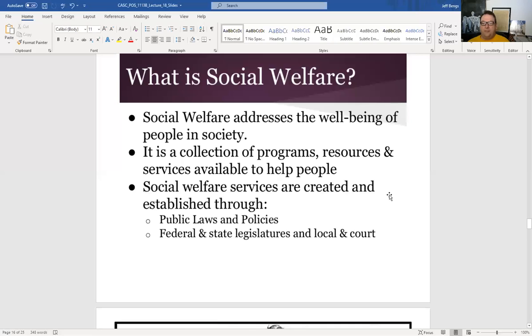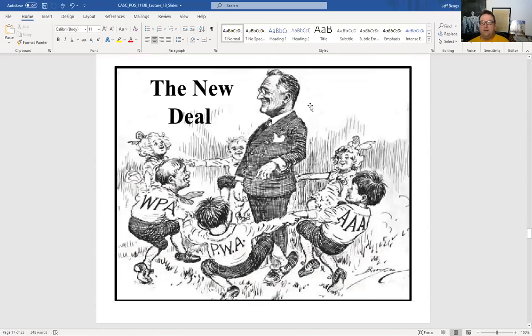And so with the election of FDR, Franklin Roosevelt, he instituted a massive program that he called the New Deal in order to help Americans.